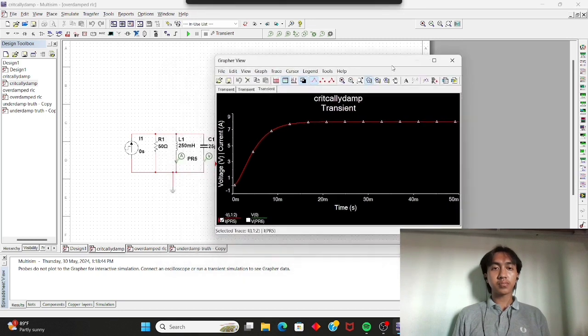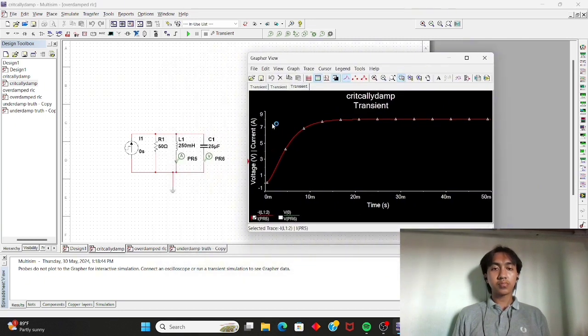So this is 8 ampere. The voltage is 0, and the current is 8 ampere. We showed it, 8 ampere.